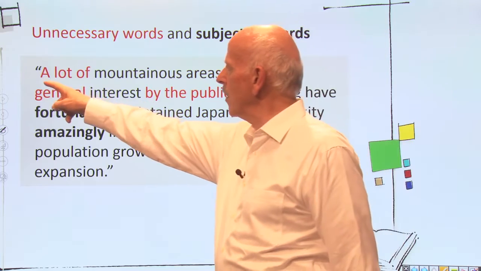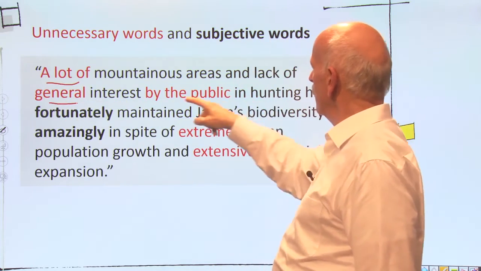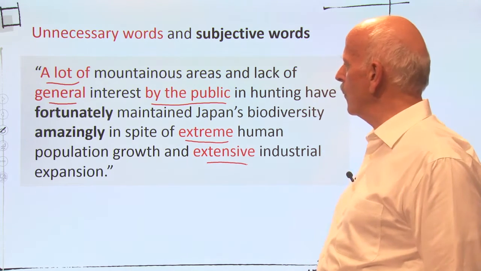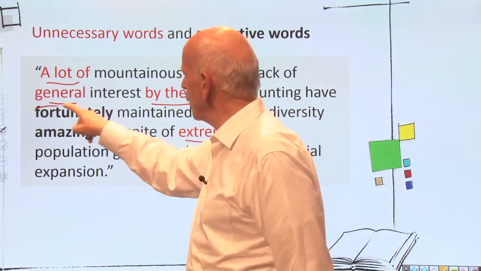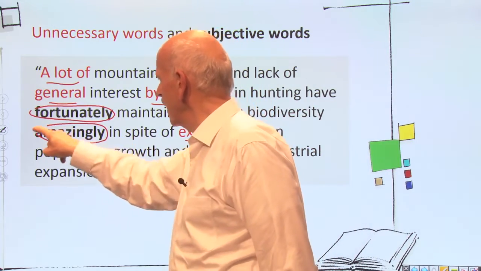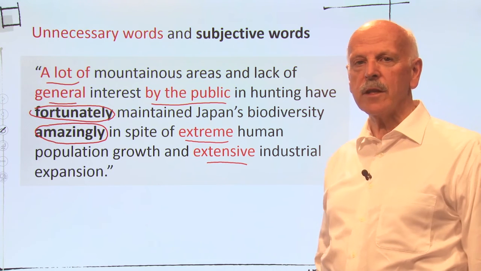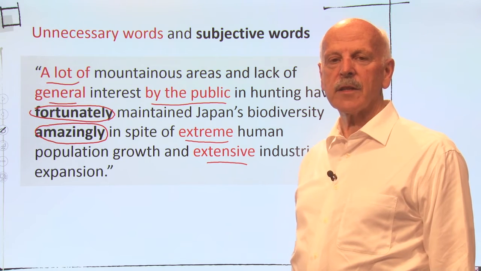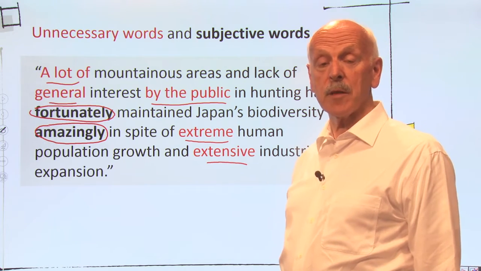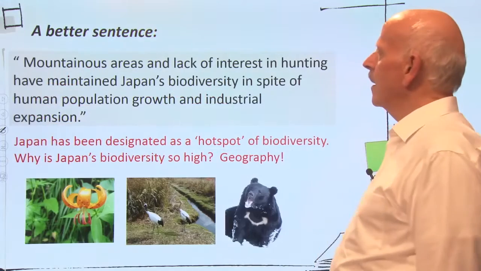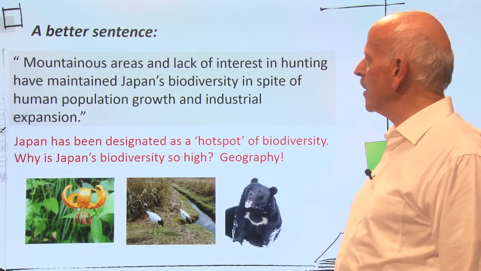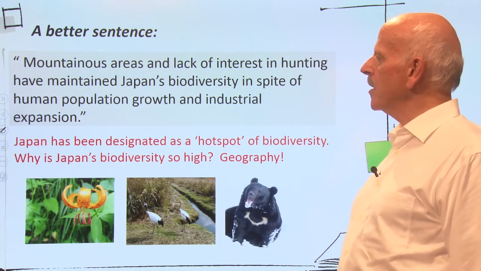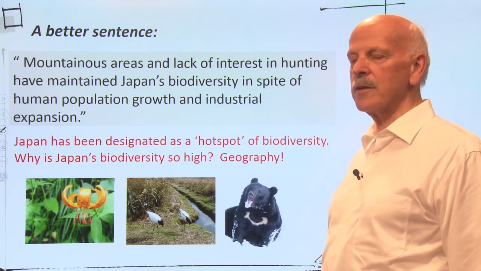So what are the unnecessary words and the subjective words in this big sentence? Well, the unnecessary words are here in red. We can see them clearly, and that is going to shorten the sentence if we remove them. The subjective words are fortunately and amazingly. These are two words that are the opinion of the writer. They don't necessarily add anything to the sentence because it may not be other people's opinion. So here's a better sentence. Mountainous areas and lack of interest in hunting have maintained Japan's biodiversity in spite of human population growth and industrial expansion.